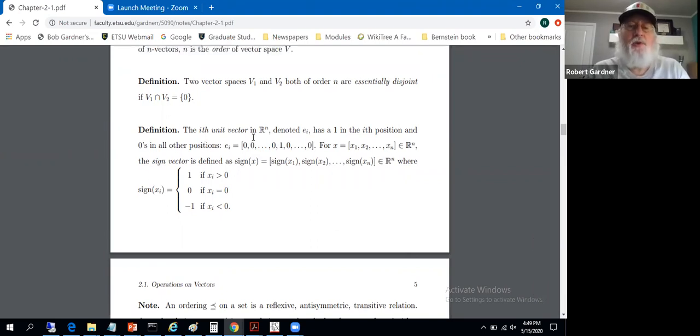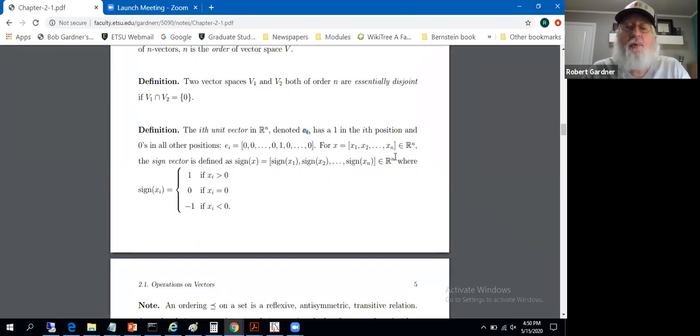The ith unit vector in Rn, denoted e sub i, we'd normally put a little hat over this in linear algebra, is a vector that has a 1 in the ith position and zeros in all of the other positions. So e sub i is 0, 0, 0, 0, and when we get to the ith position, there's a 1, then 0, 0, 0, 0. You're probably familiar with describing this as the ith standard basis vector of Rn. So it's a vector of all zeros with a 1 in the ith position.